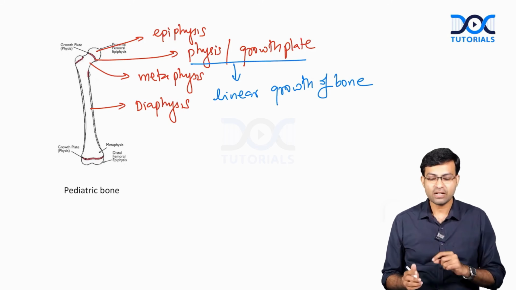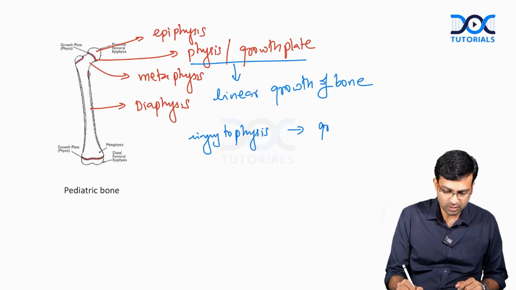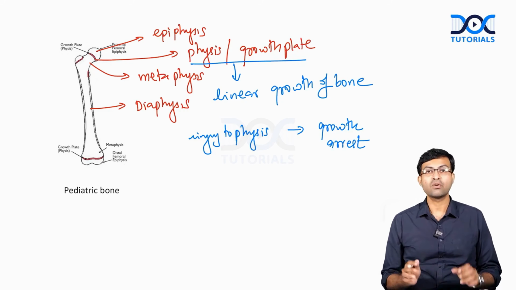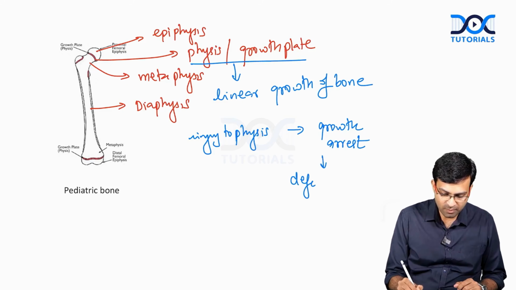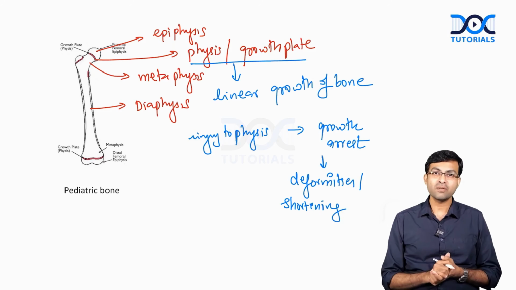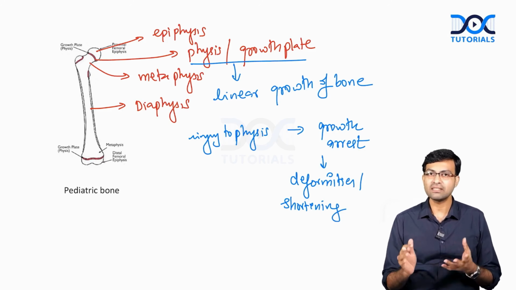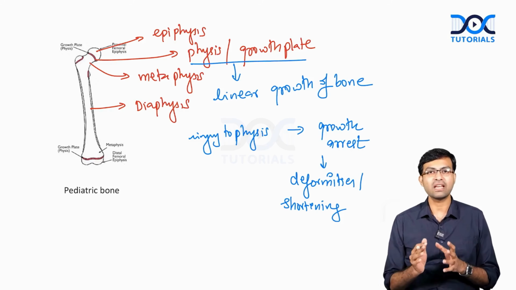If there is an injury to the physis, what will happen? An injury to the physis will lead to growth arrest. What is growth arrest? There won't be any growth taking place there, which can lead to either deformities or even shortening of the limb. Remember, these are the injuries of a child. So it is very important that we take care of the child with a physeal injury very carefully, so that the child does not end up with any deformities or any shortening.